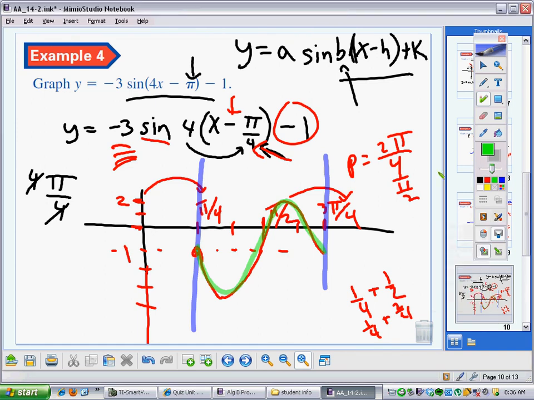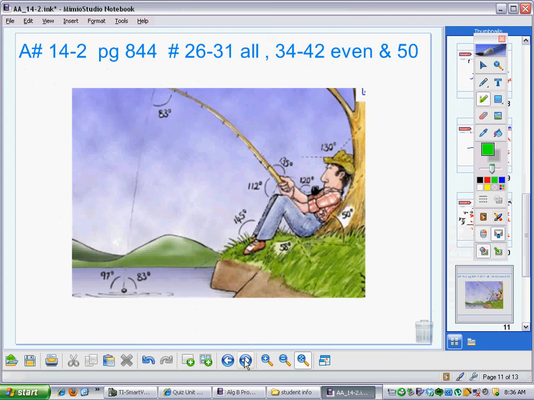Let me give you your homework. Here's your homework. 14-2, page 844. 26 to 31 all, that's matching. That should be very easy, A, B, C, D, just like you did before. 34 to 42: 34, 36, 38, 40, 42.